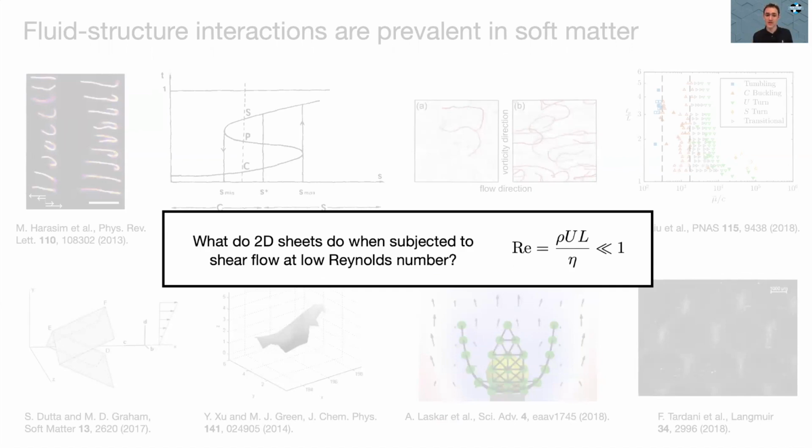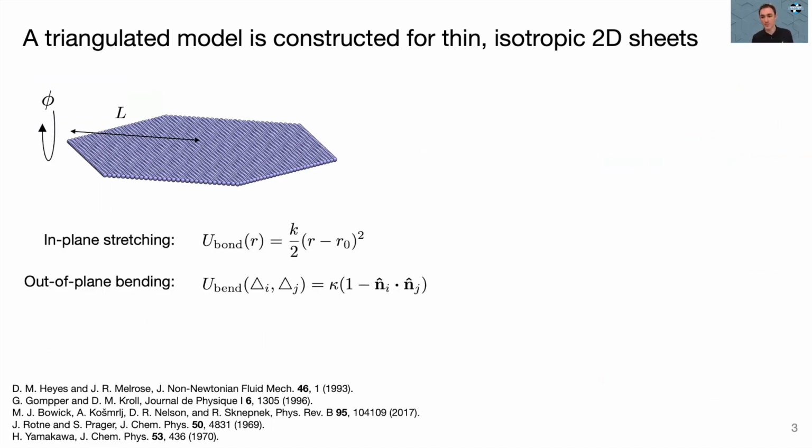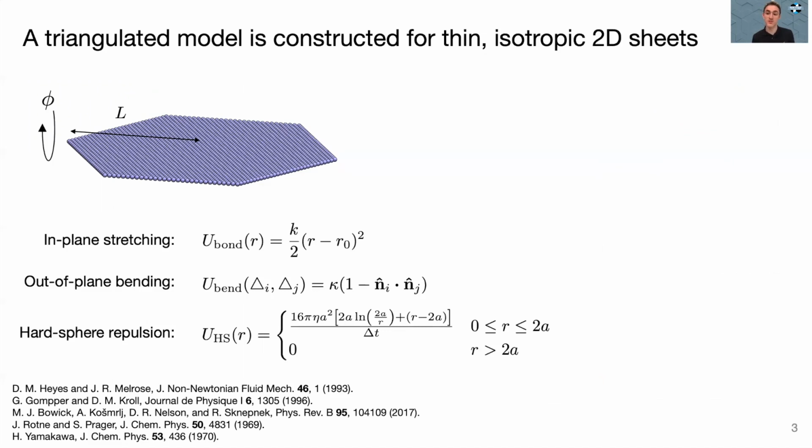so either very small or very high viscosity solvent? We studied systems of thin, isotropic, athermal sheets with the following coarse-grained immersed boundary model. First, we constructed a triangulated hexagonal mesh of size L and with initial angle phi rotating out of the plane of the screen. We accounted for in-plane stretching forces, out-of-plane bending forces, as well as excluded volume interactions that prevent the sheet from unphysically self-intersecting itself.